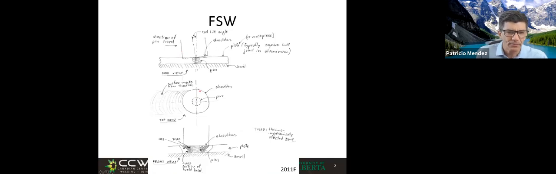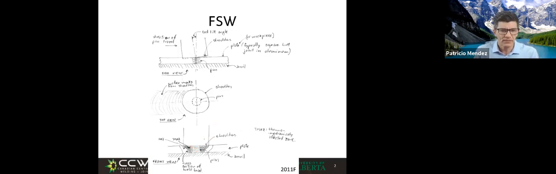If we look at it from the top, here we see the shoulder, we see the pin, and the surface marks that are left by the shoulder. If we do a front view, like kind of a cross section, we see our cylindrical tool, we see the cylindrical pin with the metric thread, although there are many other configurations too. And we have now two things.